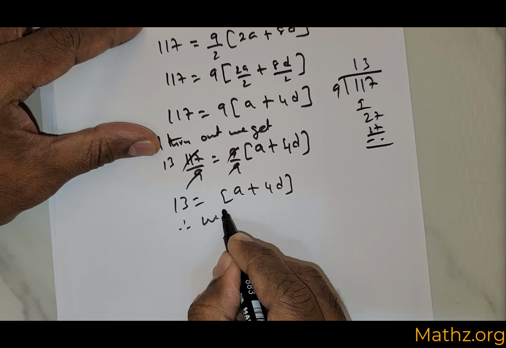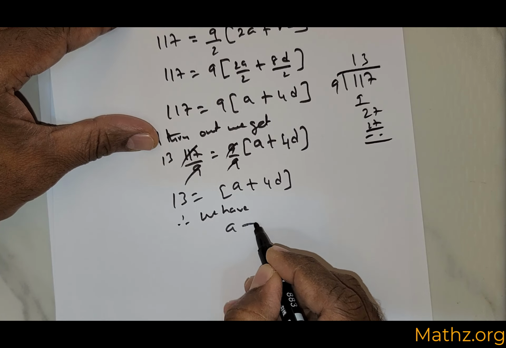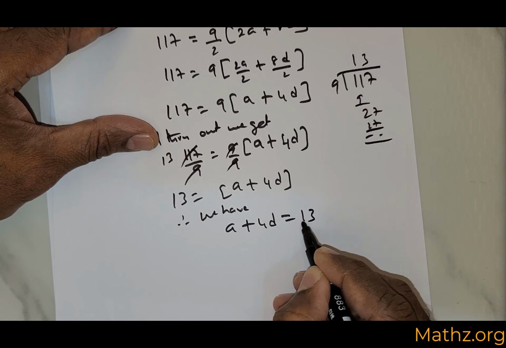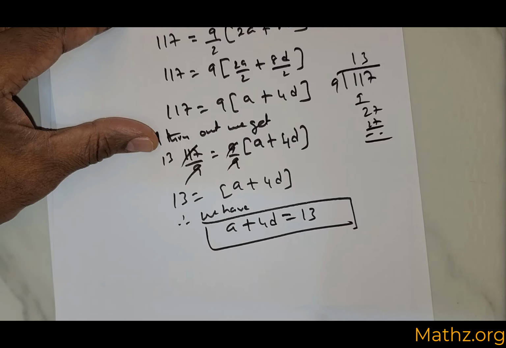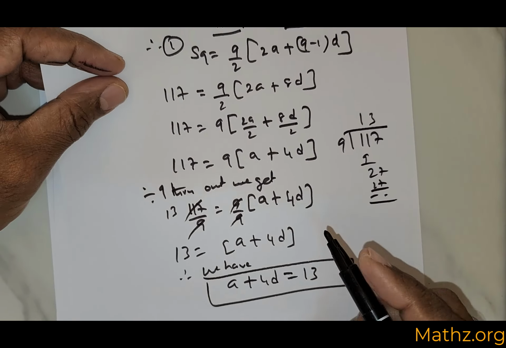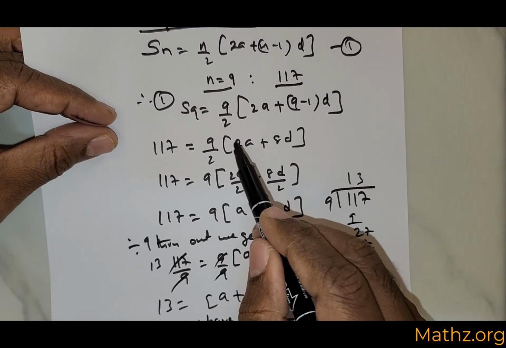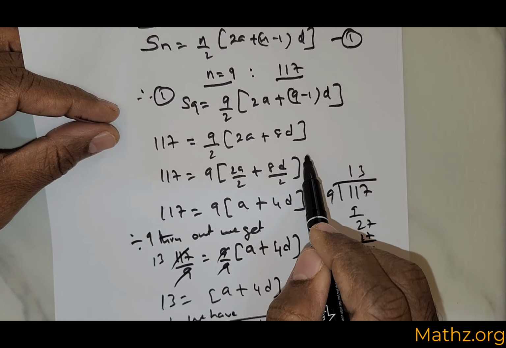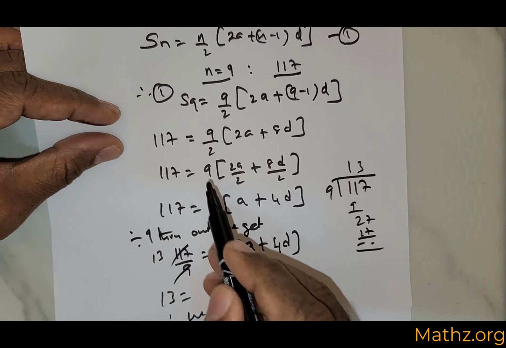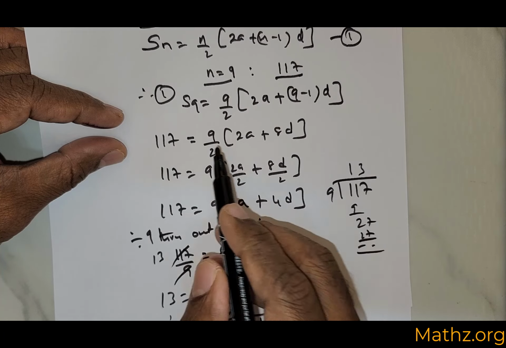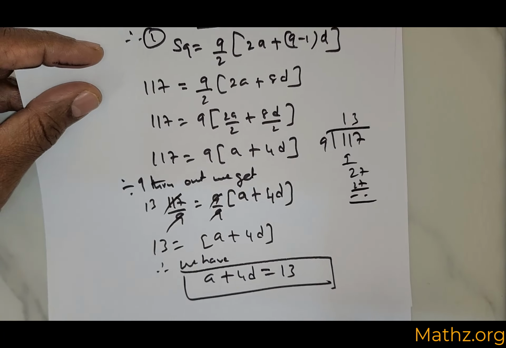So therefore we have a plus 4 times d is equal to 13. So we have a neat system. Now this is the best way to adopt in reducing the given original equation, right? Because if you were to multiply this by 2, then it would be a huge number, so it's not easy to solve.